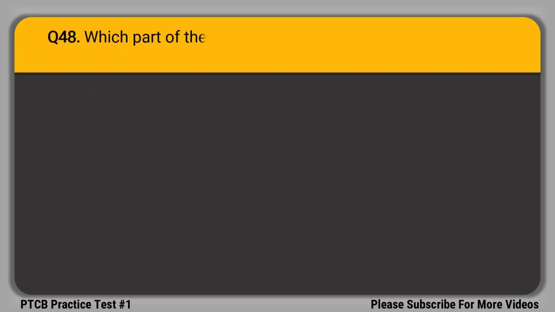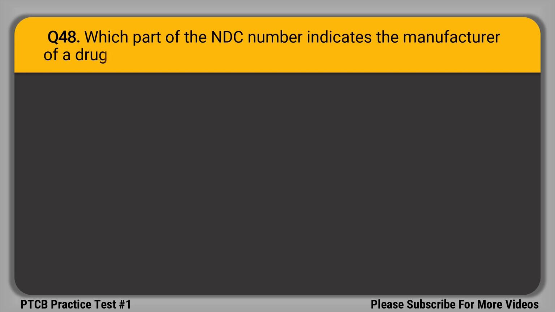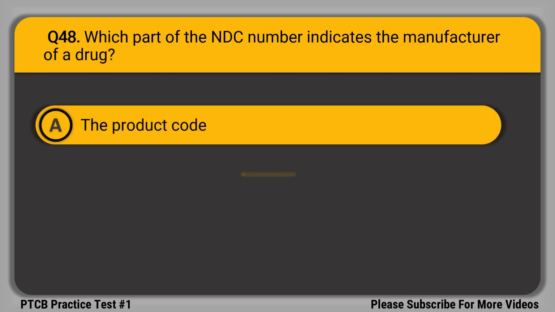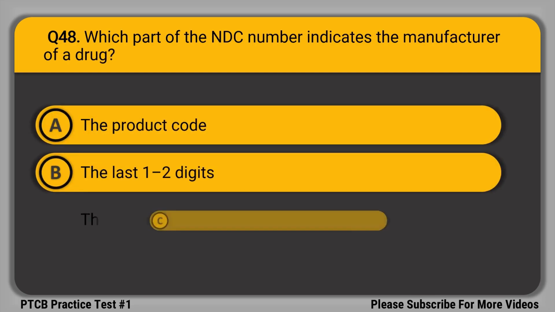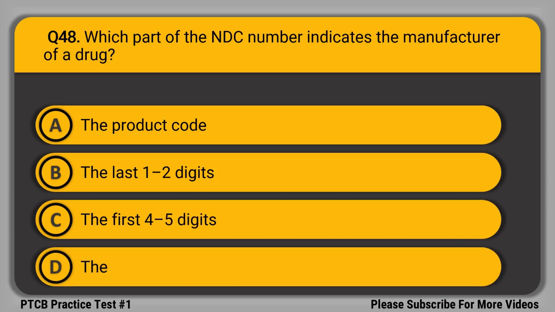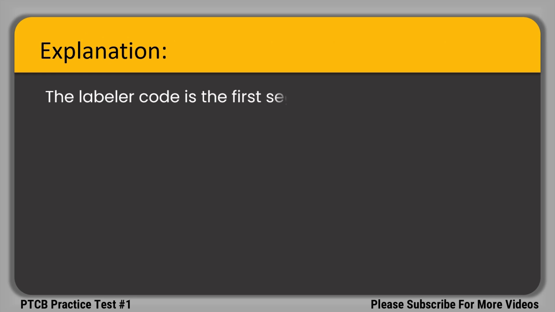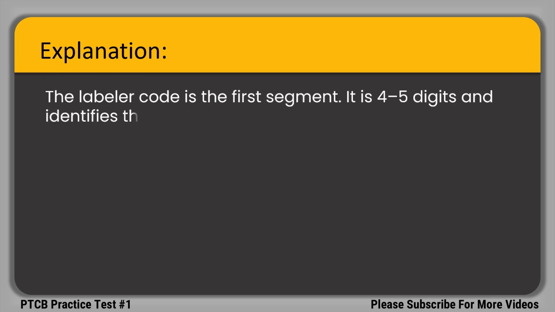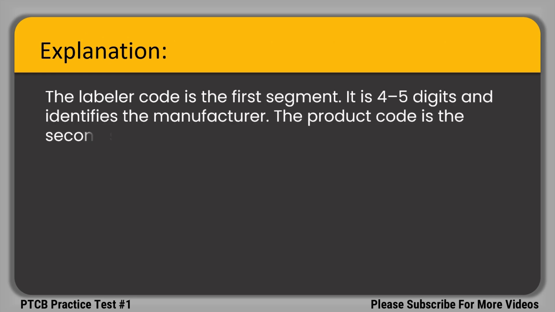Question 48. Which part of the NDC number indicates the manufacturer of a drug? A. The product code. B. The last 1 to 2 digits. C. The first 4 to 5 digits. D. The second segment. C. The first 4 to 5 digits. The labeler code is the first segment. It is 4 to 5 digits and identifies the manufacturer.